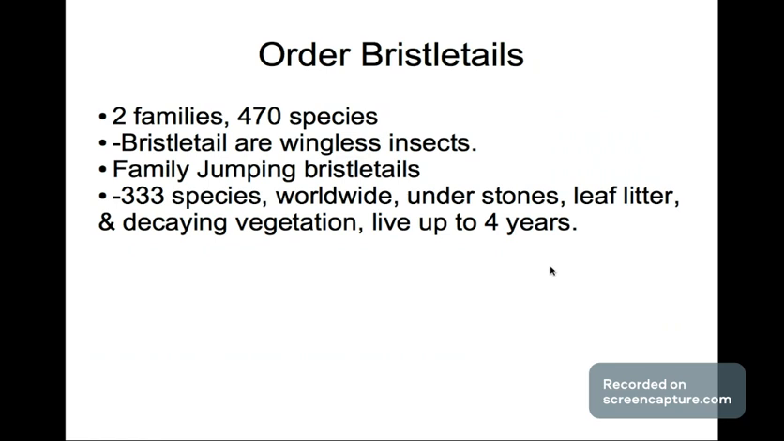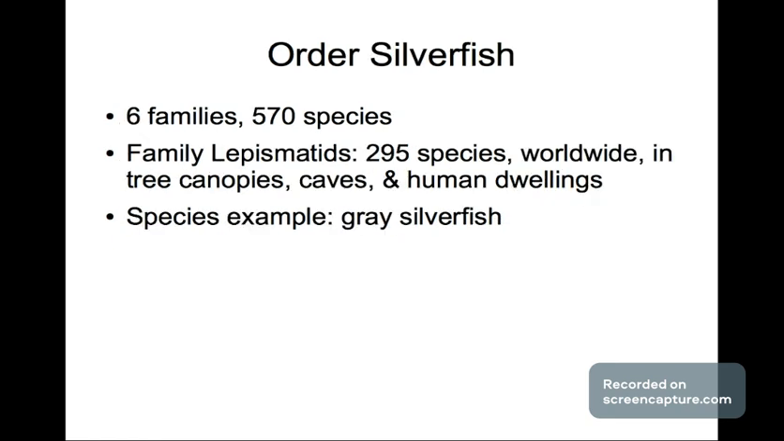Alright, let's continue on. So, the order of bristletails. It has 2 families and it has 470 species. Bristletails are wingless insects. The first family is the family of jumping bristletails. It has 333 species. You can find this worldwide, under stones or leaf litters or decaying vegetation. And fun fact, they can live up to 4 years, which is pretty long because most insects live for about a few weeks or maybe days.